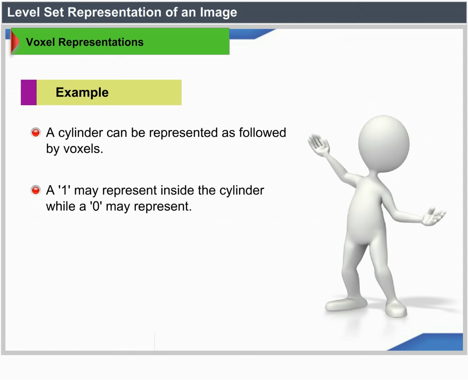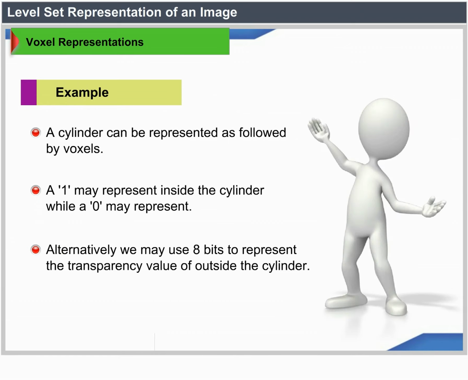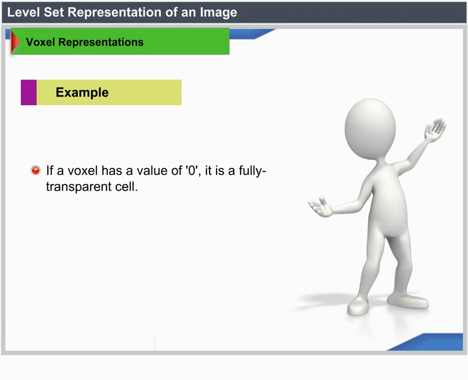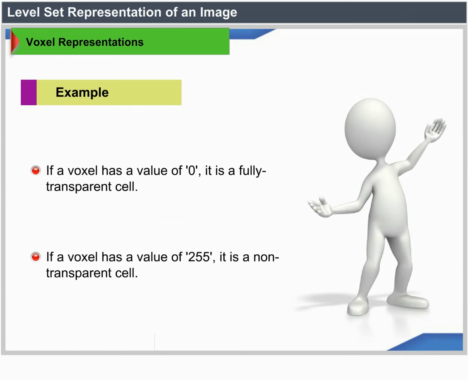Alternatively, we may use 8 bits to represent the transparency value. If a voxel has a value 0, it is a fully transparent cell. If a voxel has a value of 255, it is a non-transparent cell.